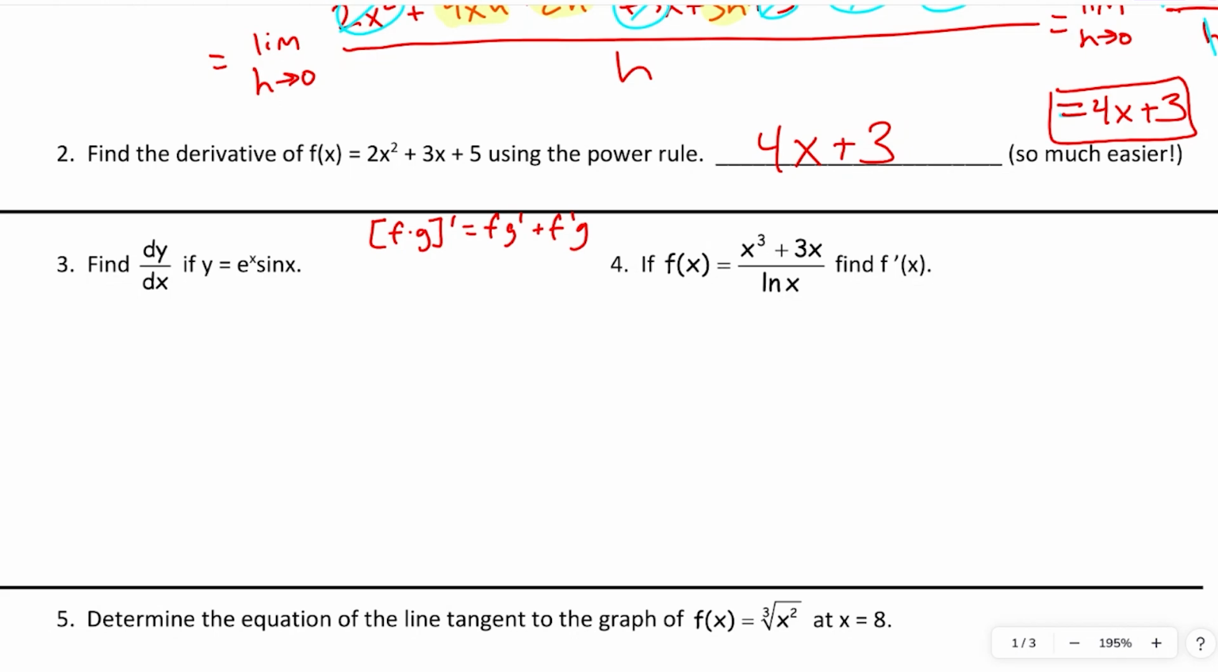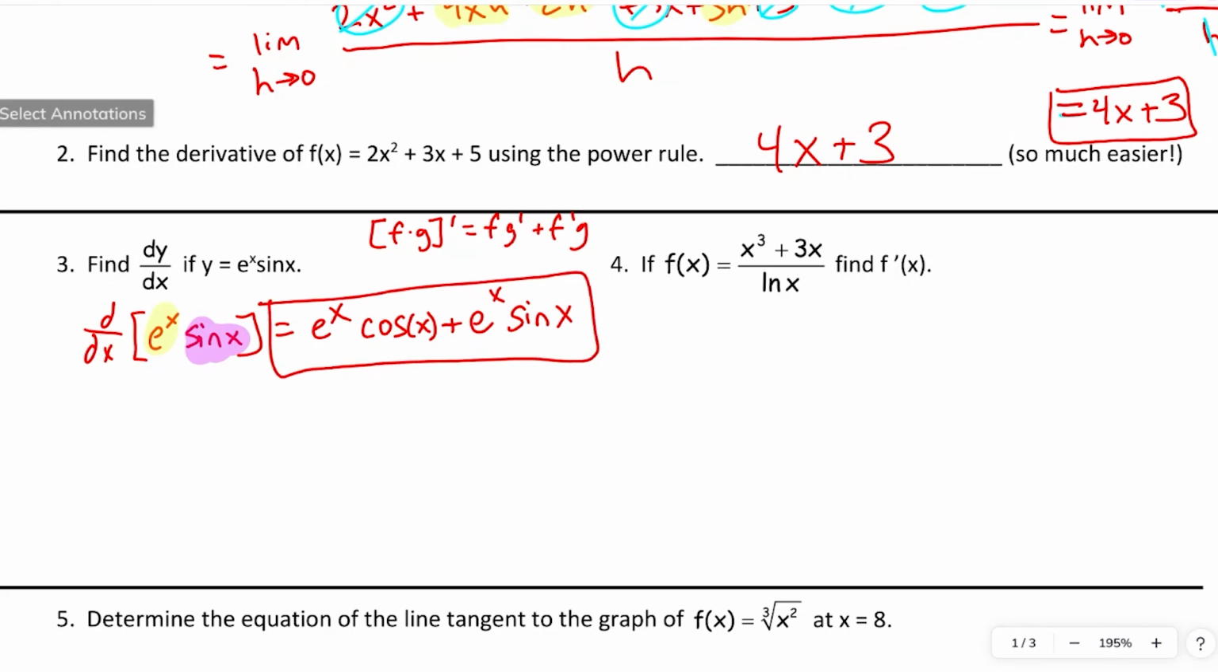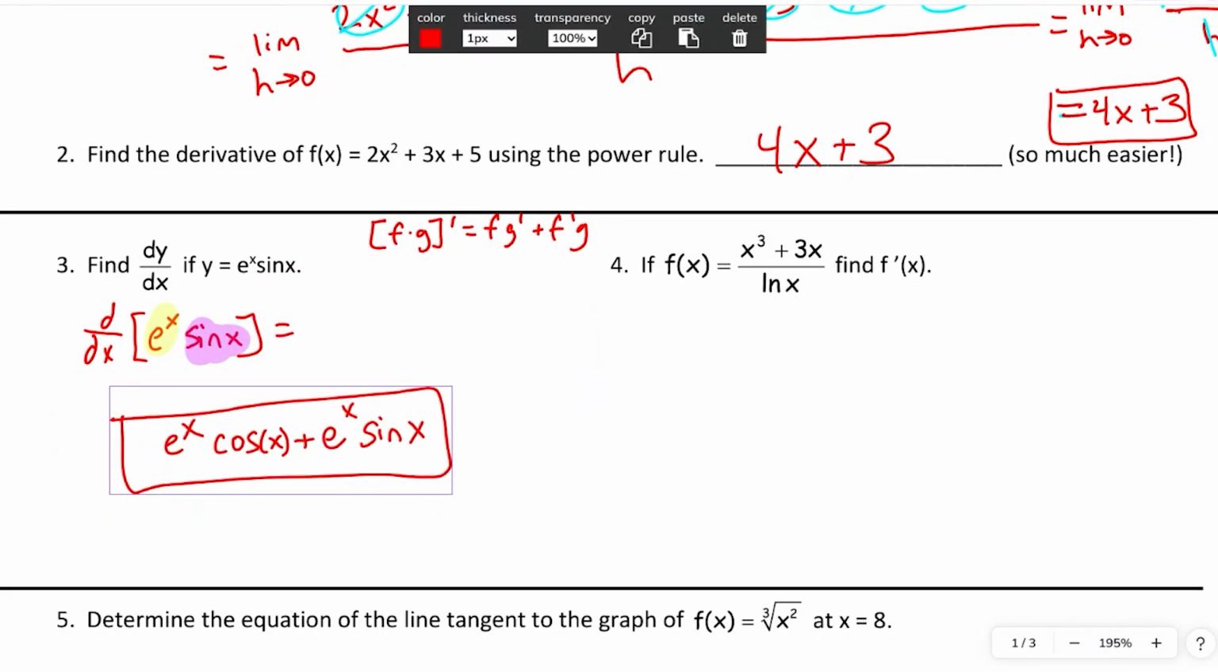So looking back at number three, the dy dx or d dx of e to the x sine x is going to equal the first function, which is e to the x. Second function here is going to be sine x. So we've got e to the x times the derivative of sine, which we know is cosine, plus the derivative of the first, e to the x is its own derivative, times sine. And that's it. You don't really need to simplify this any further. As long as you write it like this, you're going to be in good shape.